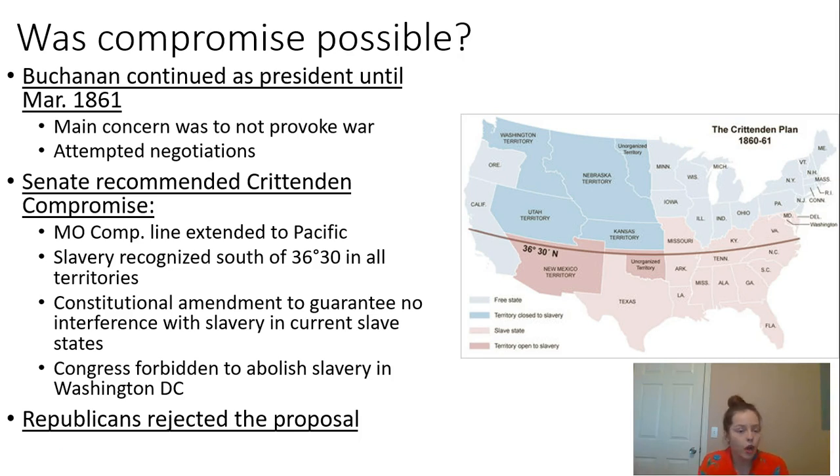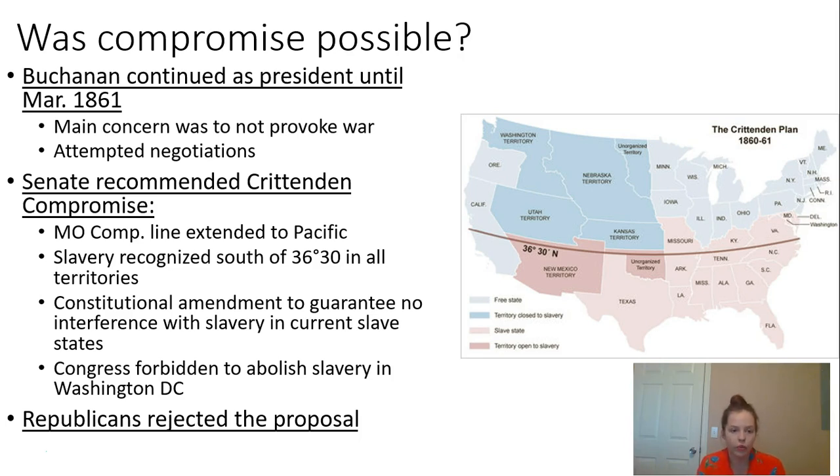Again, looking further into whether a compromise was even possible: we have Buchanan, who was president right before Lincoln. He's president until March 1861, and his main concern was to not provoke a war between the Union and the South, so between the North and the South. He attempted negotiations, however, no actual actions were taken.